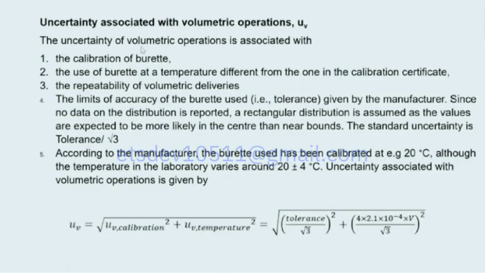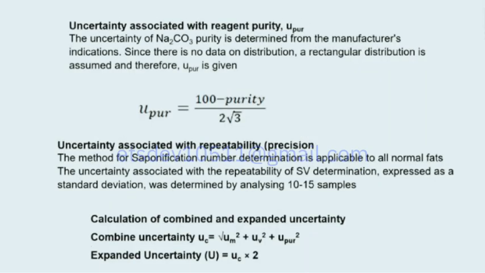So if we are looking at the volumetric operation, you do this for the burette. For the burette, you do the uncertainty of the calibration, what I showed you. Then you make the corrections for the temperature, and this depends on the tolerance, and we can calculate the uncertainty which we are going to experience from the burette and from the pipette. Okay. Next, let's come to the sodium carbonate, which we are using as a primary standard here.